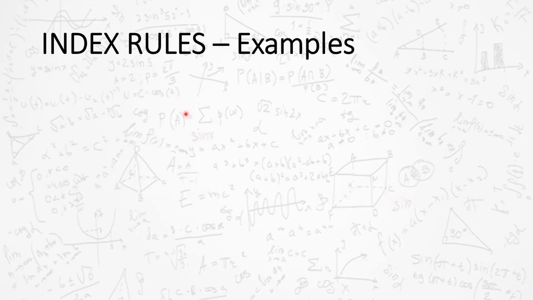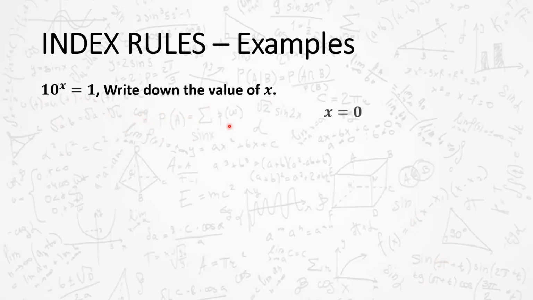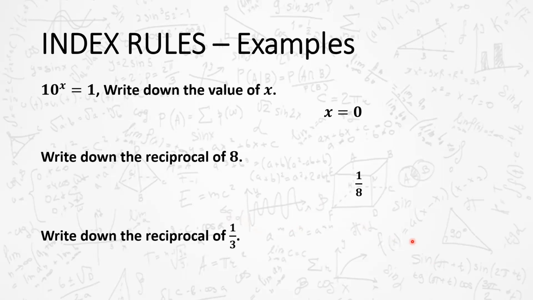Last slide, we have 10 to the power x equals 1. Write down the value of x. Straightforward. You know anything to the power 0 equals 1. So x equals 0. Next, write down the reciprocal of 8. So this is actually your power to the negative 1. So reciprocal is simply 1 over 8. Lastly, write down the reciprocal of 1 over 3. Therefore, you turn it upside down, it is 3 over 1. So the final answer is 3.